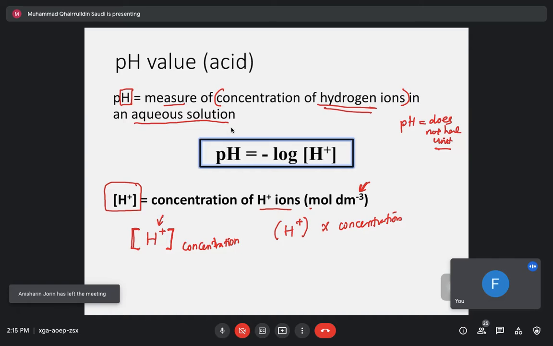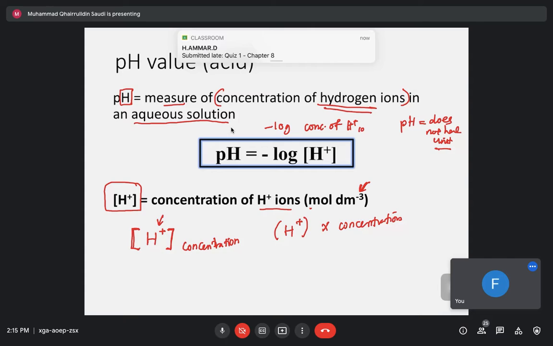Okay, in order to calculate pH, pH is actually the negative log of concentration of hydrogen ions. Okay, so macam mana kita nak kira pH? We just press negative log and then we enter the concentration of hydrogen ions. So in order for us to calculate the pH, we have to know the concentration of hydrogen ions.